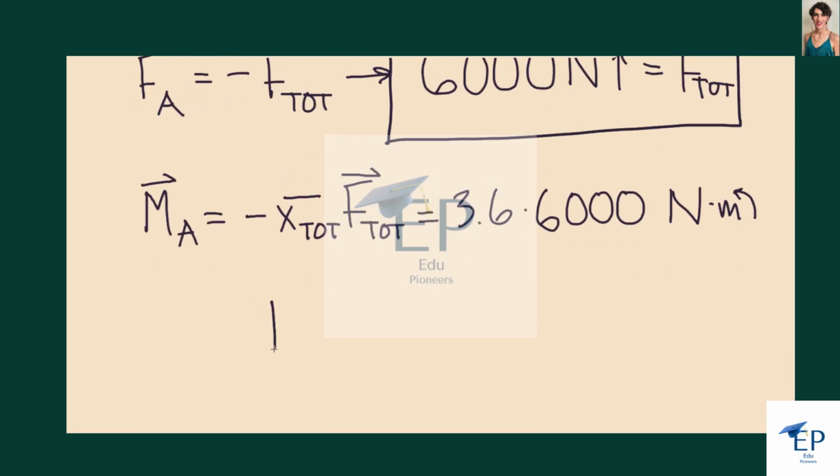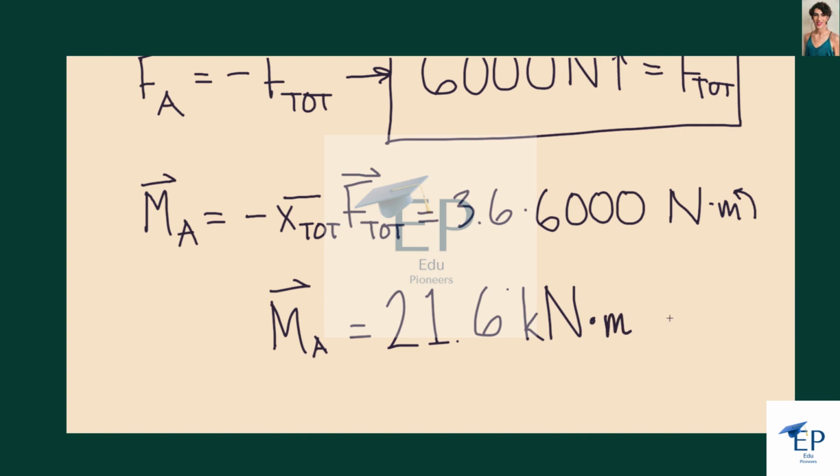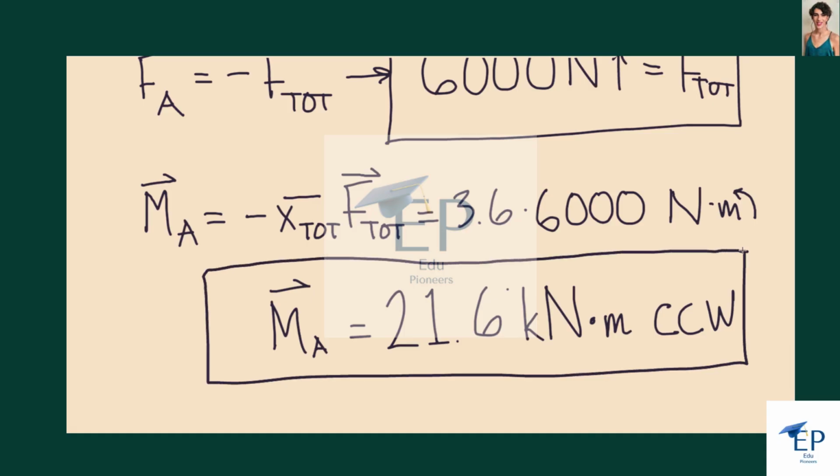And that can be written as, using this book's notation for torque, I believe, 21.6 kilonewton meters, CCW for counterclockwise. And that concludes our problem.